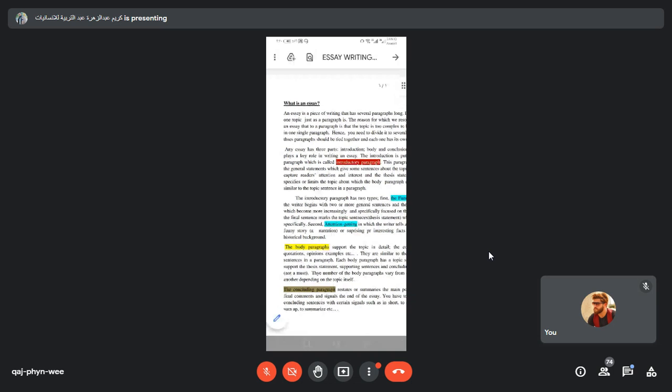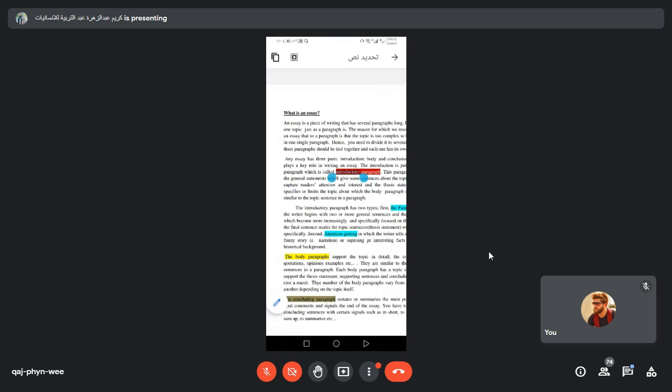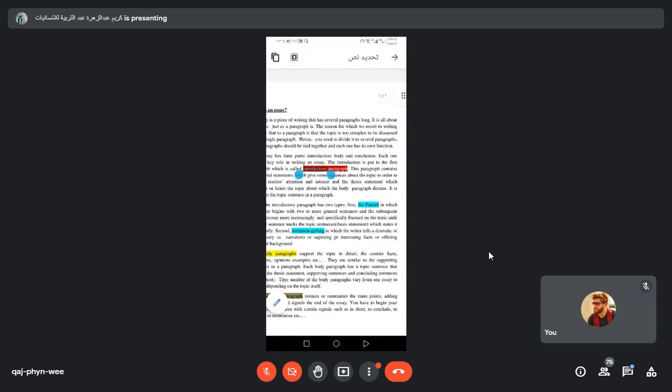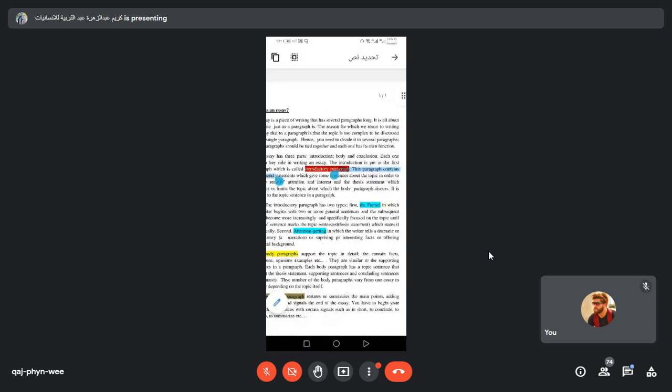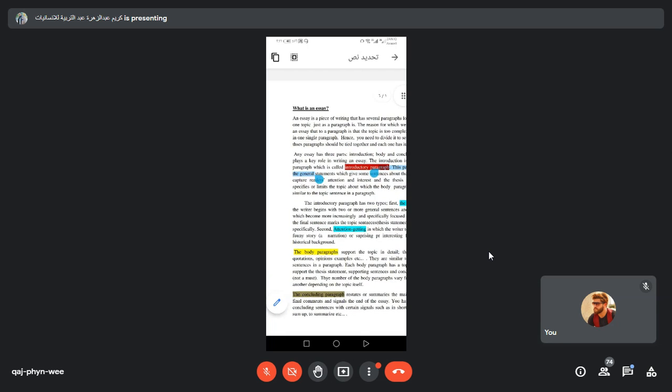The introduction is put in the first paragraph, which is called the introductory paragraph. So we have a full paragraph, one complete paragraph, which is called the introductory paragraph. This paragraph contains general statements, general information, introductory information, which give some sentences about the topic in order to capture readers.